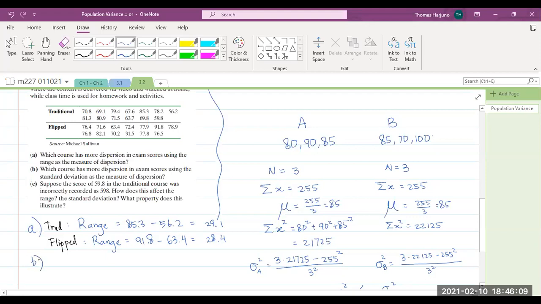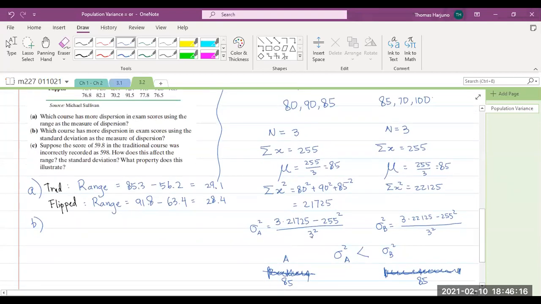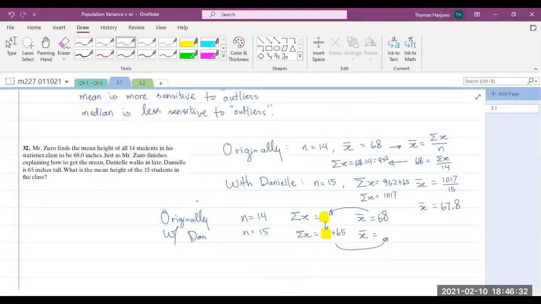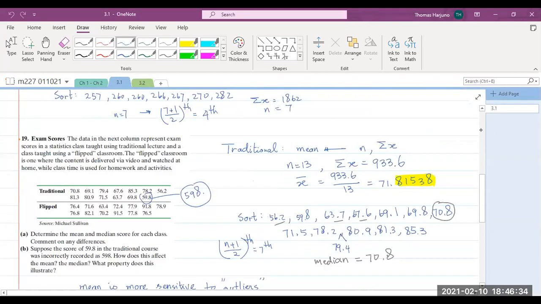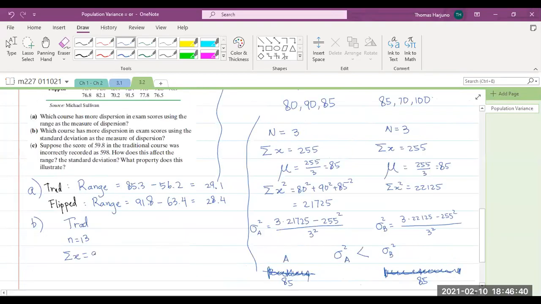Now part B, which course has more dispersion in exam score using standard deviation? Basically the same procedure as what we did here. From the traditional part, you need to find the n, which I remember is 13, the sum of x, which was 933.6, and you need to find the sum of x squared.